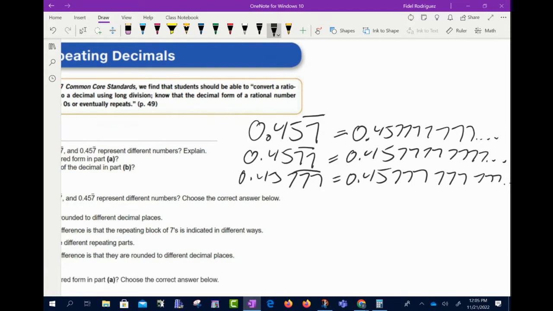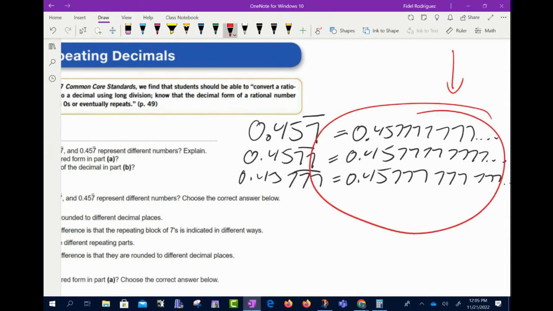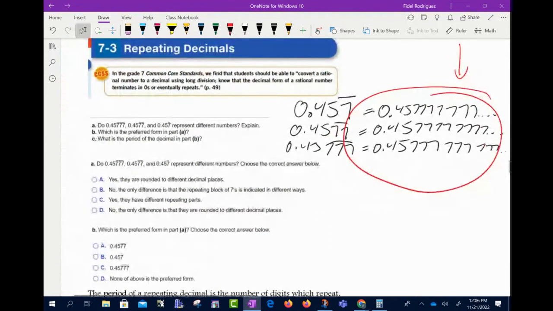And y'all, if I look at my numbers here, remember the little dots just mean I'm going on forever. These all look like the same number, right? There's nothing really different because in essence, the number that's repeating is the number 7. So do they represent different numbers? No, they don't. The only difference is that the repeating block of sevens is indicated in different ways.